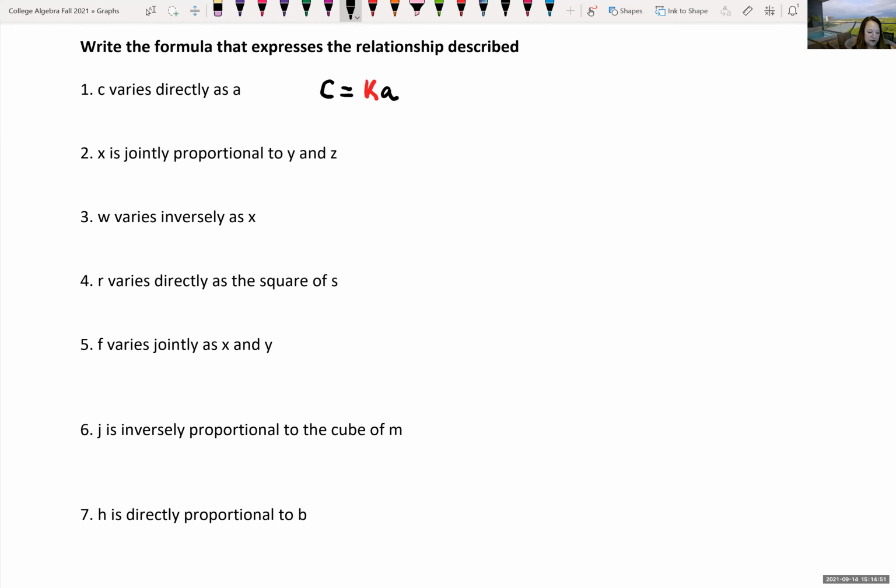The next example says, X is jointly proportional to Y and Z. So that means X is equal to K times Y times Z.